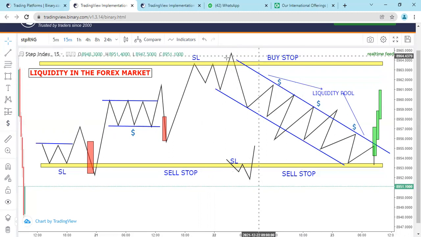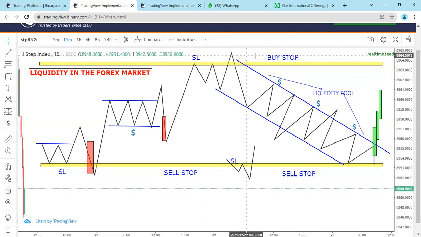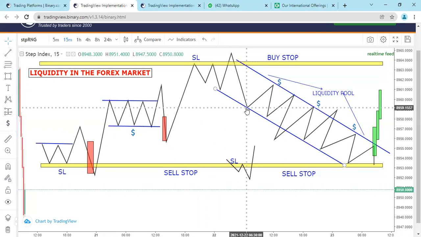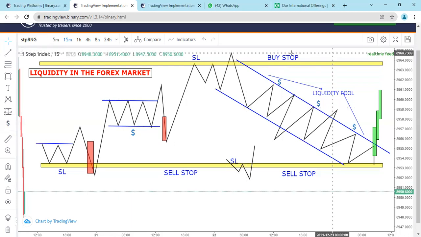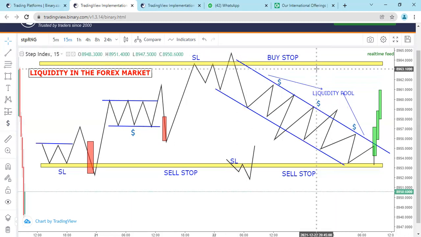And all the buy stops above here, they came here, they ignited all the buy stops and dropped the market lower. They dropped the market lower, and all the retail traders are manipulated out of the market. So you see how the smart money guys go after liquidity after liquidity, liquidity after liquidity.